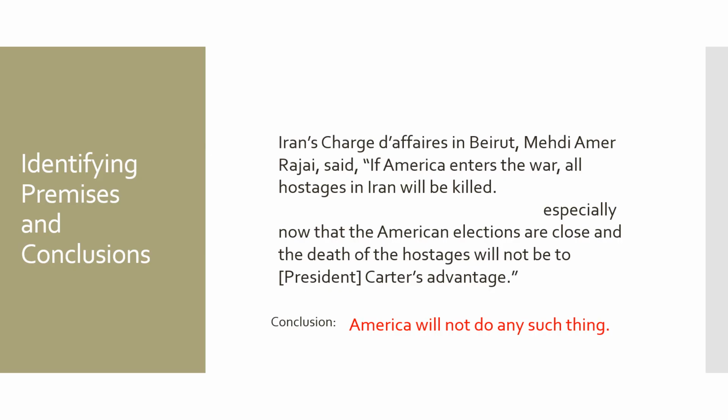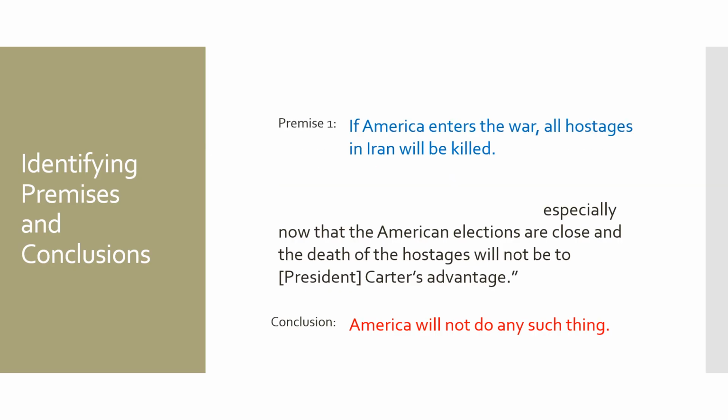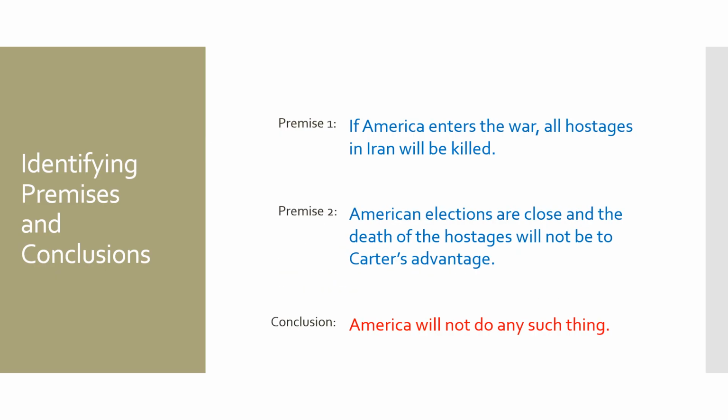Well, in this case, it turns out we have two different premises that are working together to support this conclusion. The first premise is that if we go to war, then all the hostages are going to die. And the second premise is essentially that if all the hostages die, Carter's not going to win re-election. And because of those two premises, it is argued, we have good reason to think that America is not going to go to war.